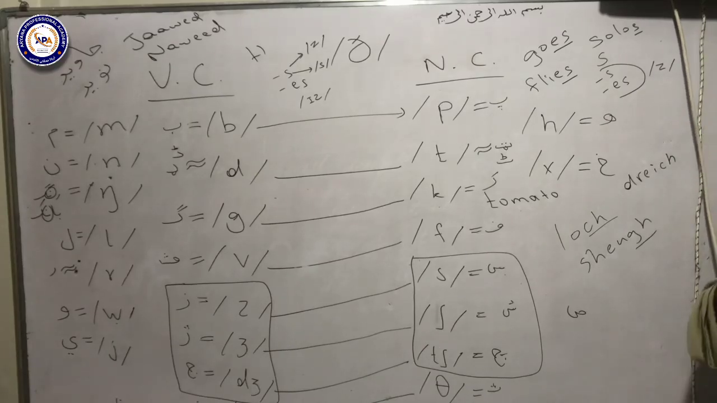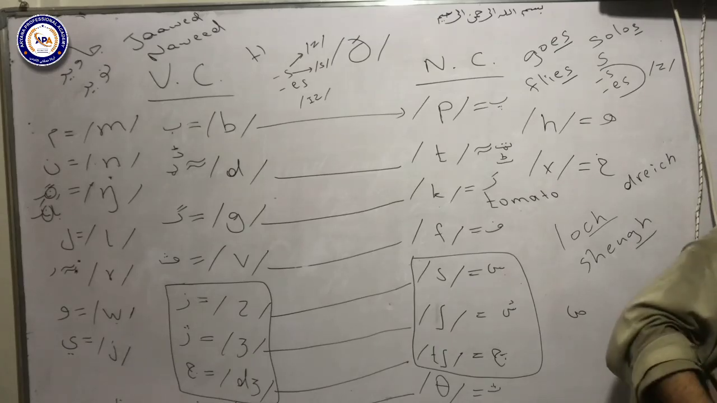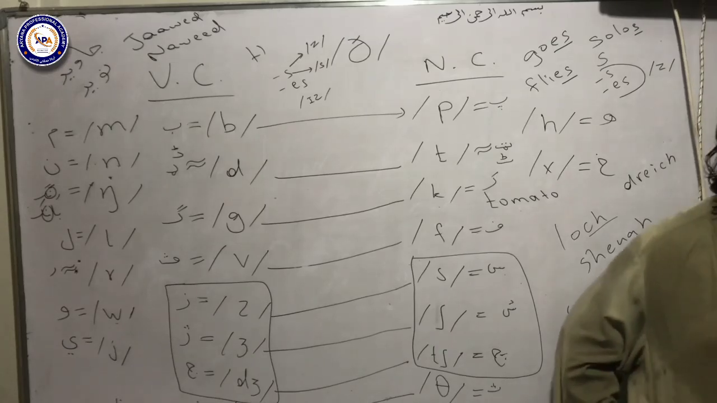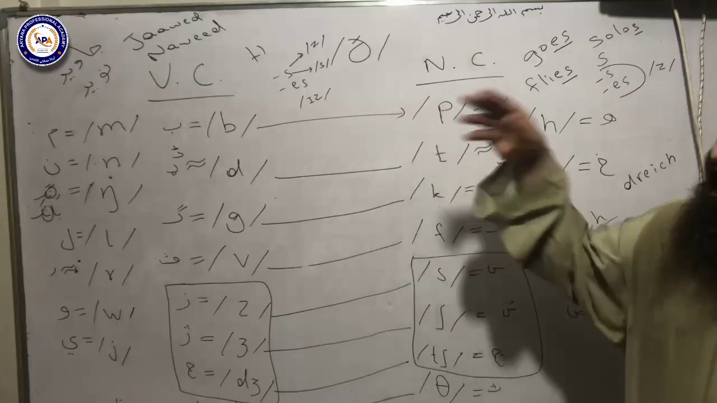In fact, ED also belongs to voiced and voiceless. We'll study it, inshallah, later. They have two sounds, three sounds, I think. D and ud. Yeah. Here also three and there also three.